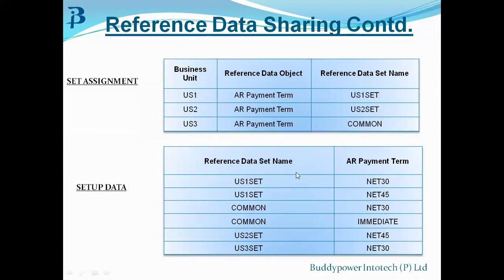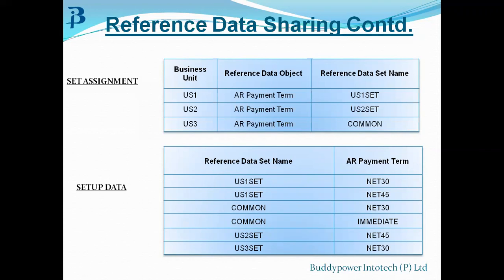Now, can anybody, Shrikant, Ravi, and even Shankar sir, tell me: the user under business unit US1, what data can he access? Which are the payment terms that he can access? Net 30 and net 45 we can access. Correct. Anything else? Common data, also net 30. Correct. So net 30, net 45, and anything else? Immediate data. Correct, ma'am.